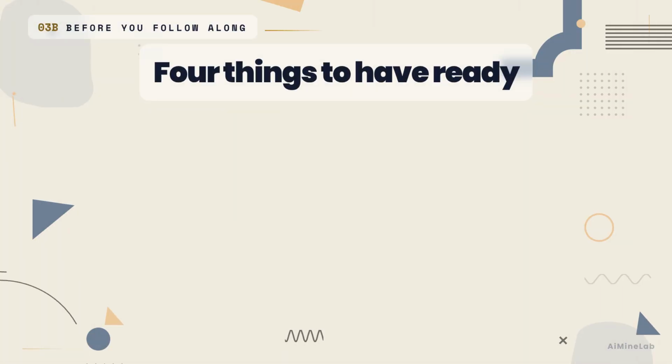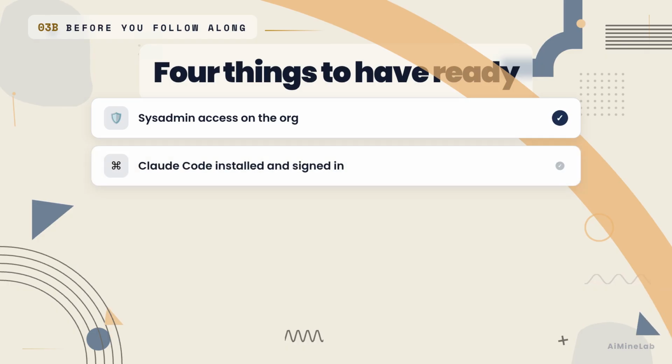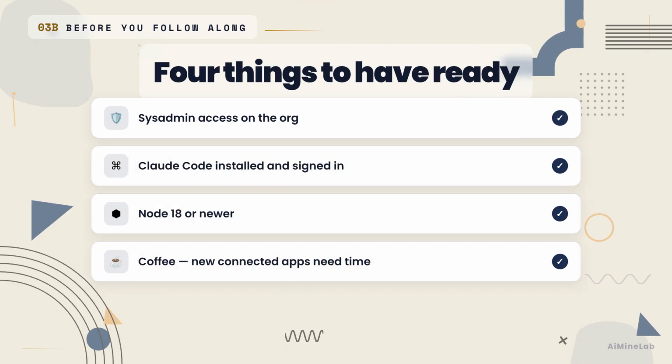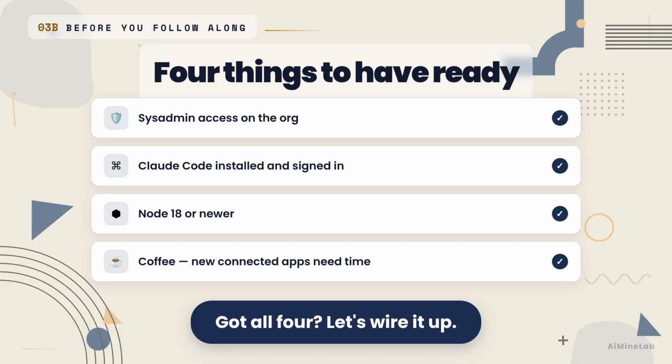Quick pause. This is a tutorial, not just a demo reel. 4 things to have ready before the next section. 1. A Salesforce org where you hold system administrator access, since activating MCP servers and creating a connected app both require that permission level.